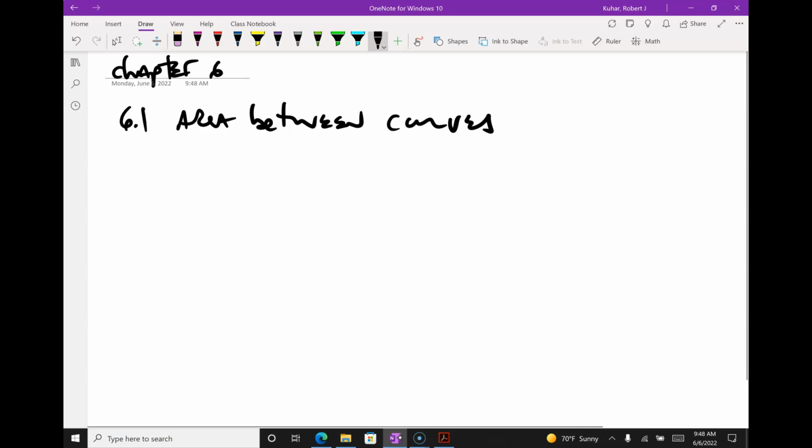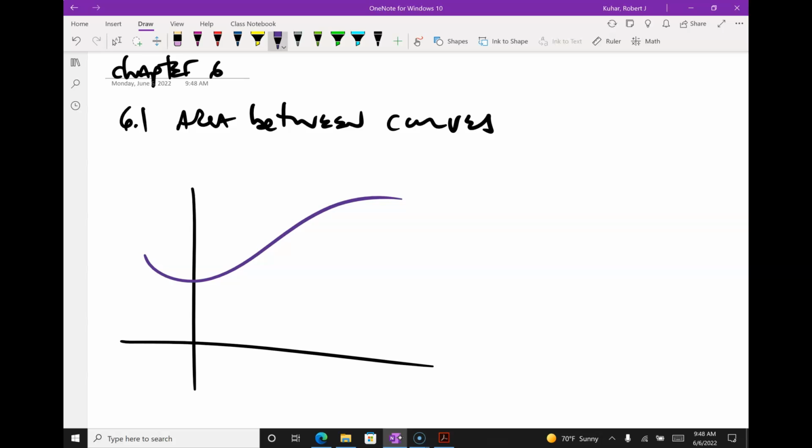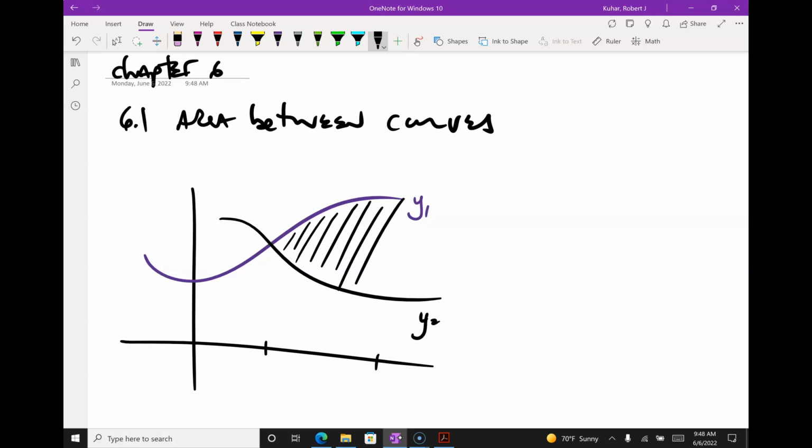And of course, that's how we originally started doing area. So there's y1, here's y2, and we're simply talking about the area between the two curves. It's that simple. So we've got the integral from a to b of y1 minus y2 dx.